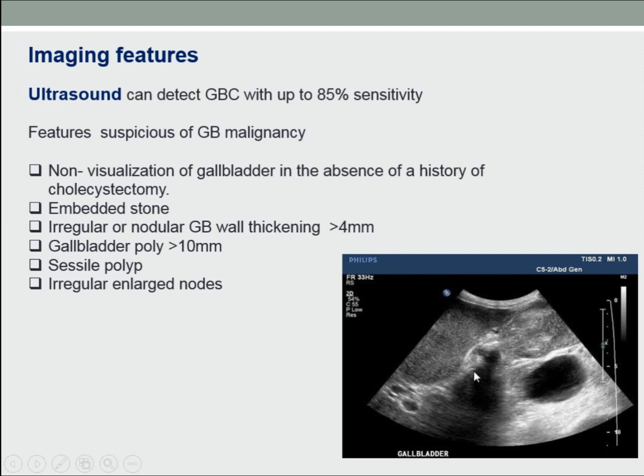Irregular or nodular gallbladder wall thickening of more than 4 mm, which is the most common finding, and gallbladder polyp of more than 10 mm, solitary polyp, or irregular enlarged nodes.